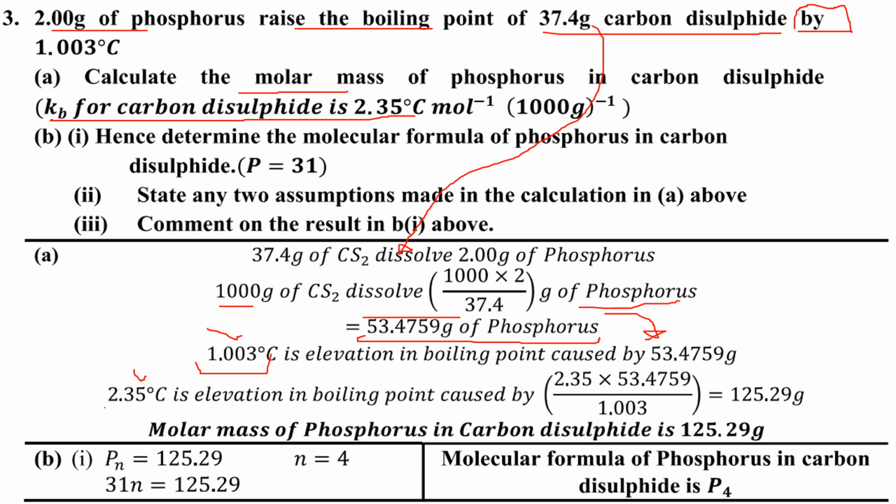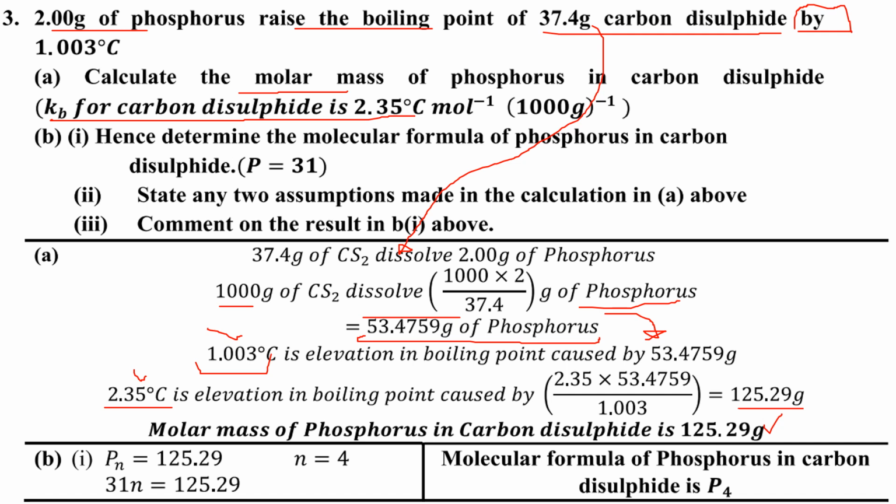So what about 2.35 degrees Celsius? It's going to be the elevation in boiling point caused by 2.35 multiplied by 53.4759 and everything divided by 1.003. And we're going to end up with 125.29 grams. Now you're saying that the molar mass of phosphorus in carbon disulfide is therefore going to be 125.29 grams.